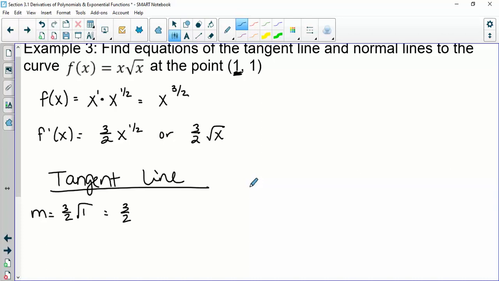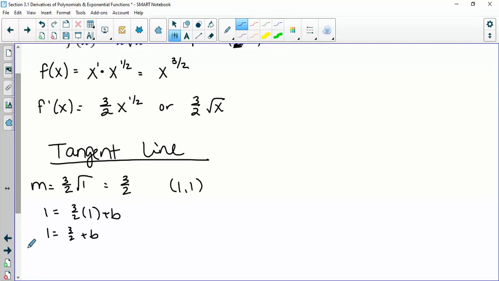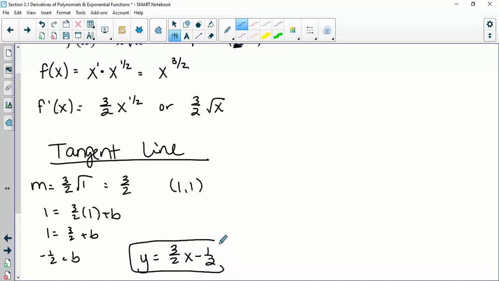Everybody okay with that part? And so now for the equation of the line, we have the slope is 3/2, the point is (1, 1), so plug into y equals mx plus b. So our actual line is y equals 3/2 x minus 1.